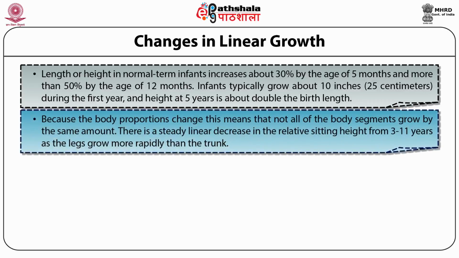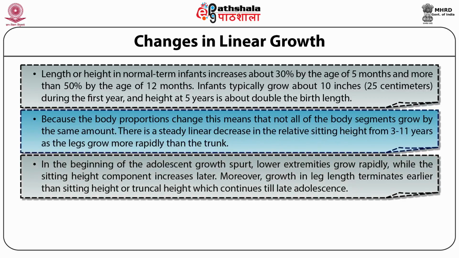Because the body proportions change, this means that not all the body segments grow by the same amount. There is a steady linear decrease in the relative sitting height from 3 to 11 years as the legs grow more rapidly than the trunk. There is also a relative increase in shoulder breadth relative to hip over the same period.